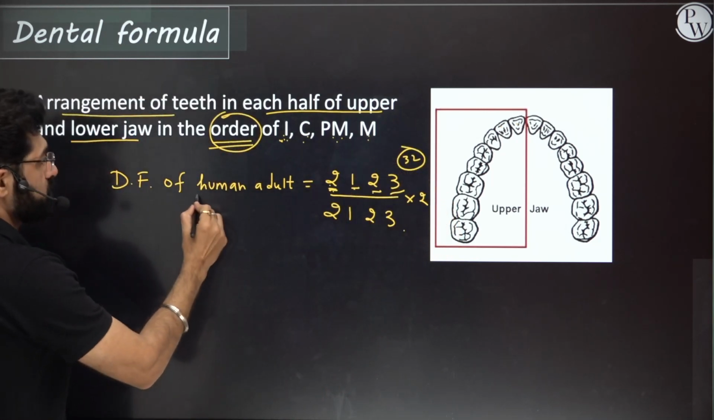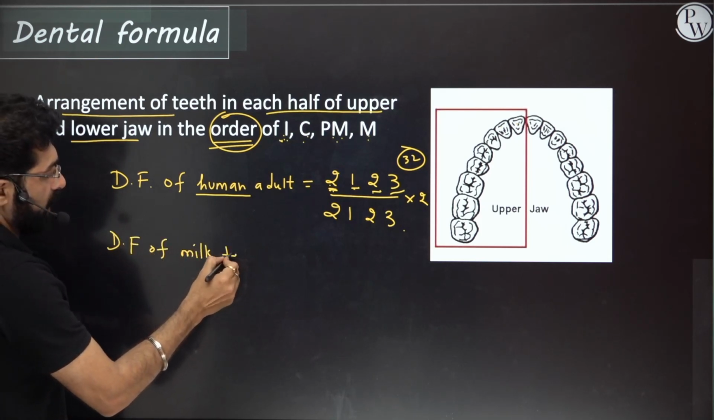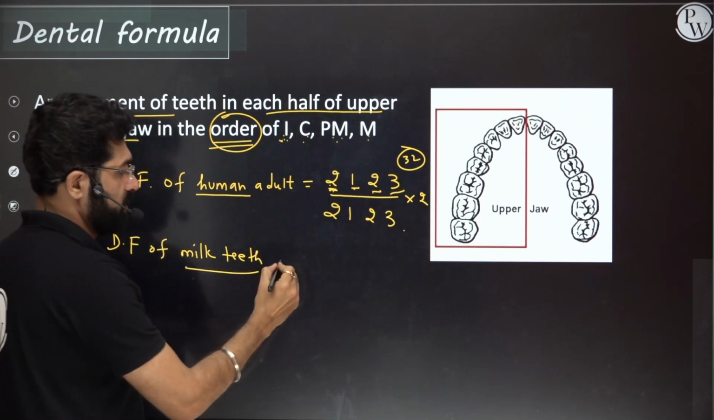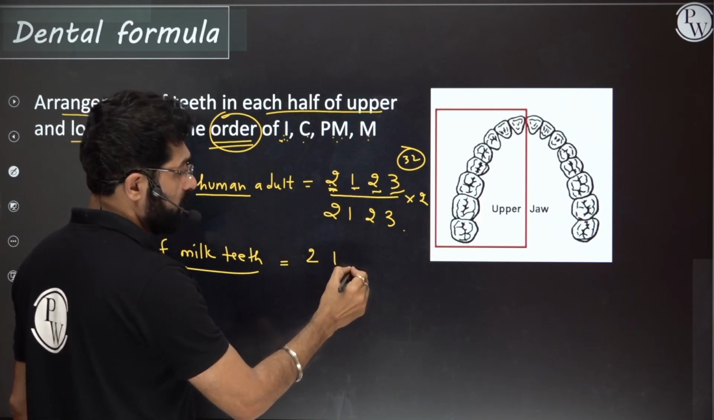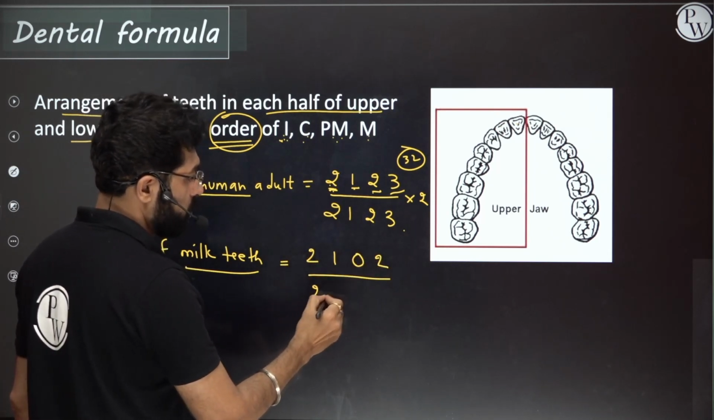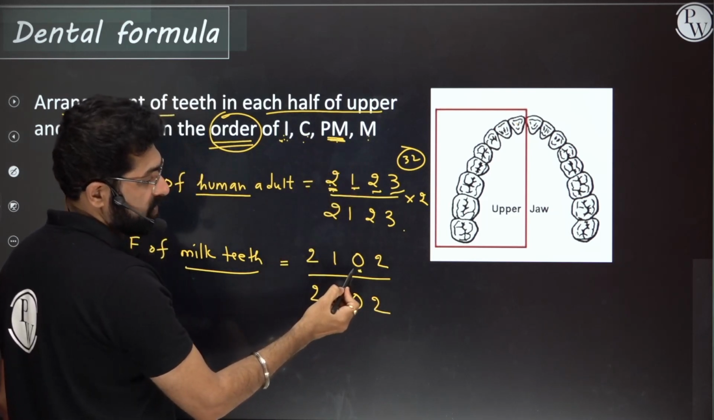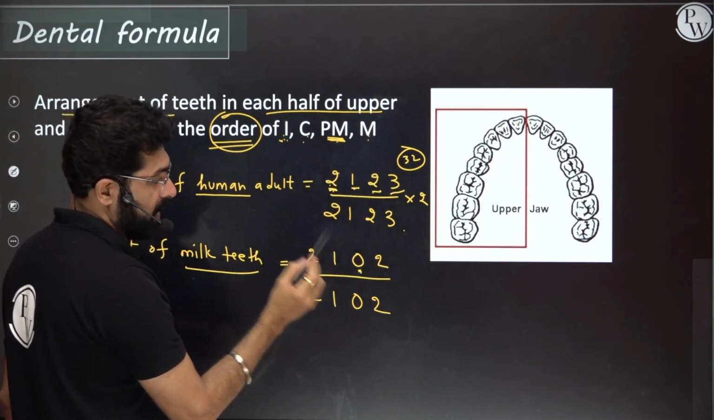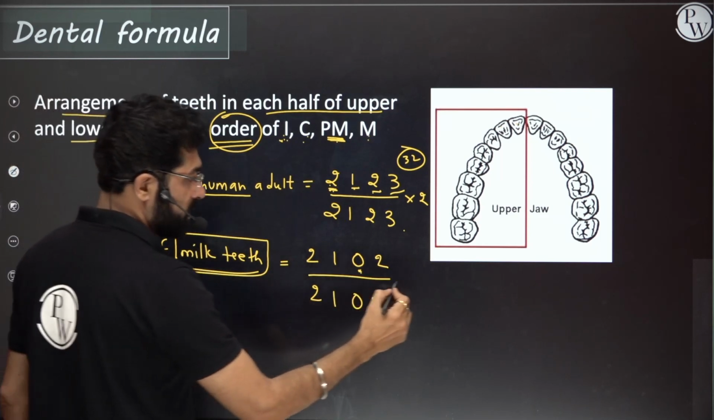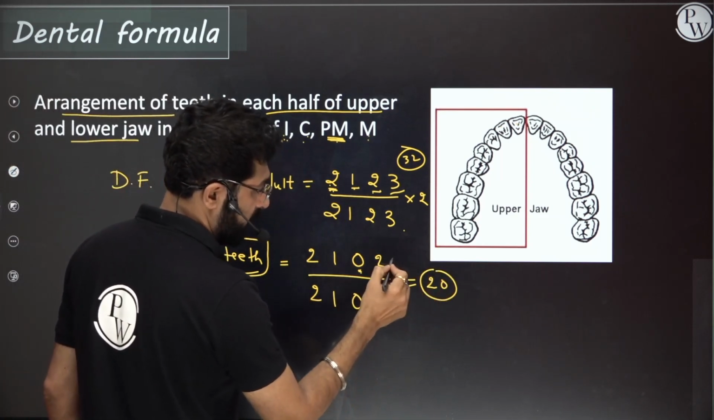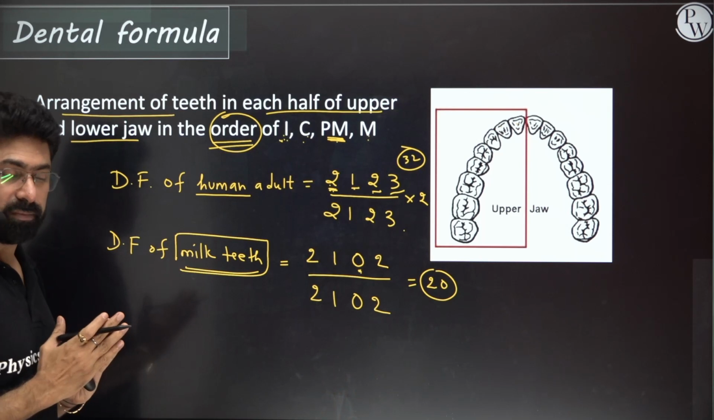Okay. Now, dental formula of milk teeth. As you know, in the milk teeth the premolars are absent. So the dental formula will be what? 2102 upon 2102. So you see, it clearly indicates premolars are absent in the case of milk teeth. Clear? So you have to multiply by 2 here also and 2 here also. So you get 20 teeth in the milk dentition.